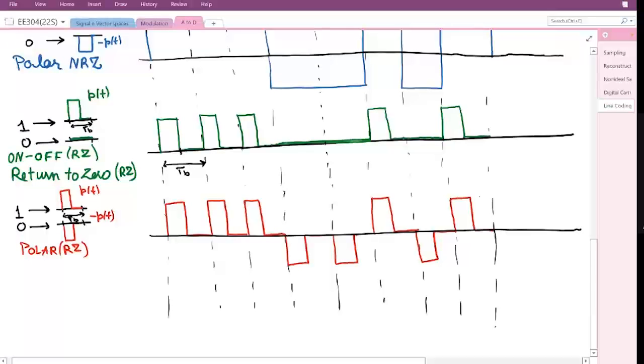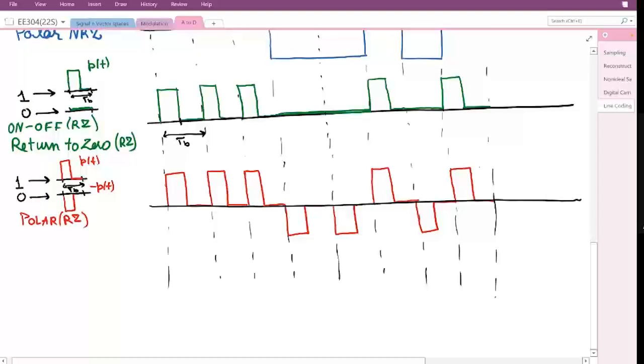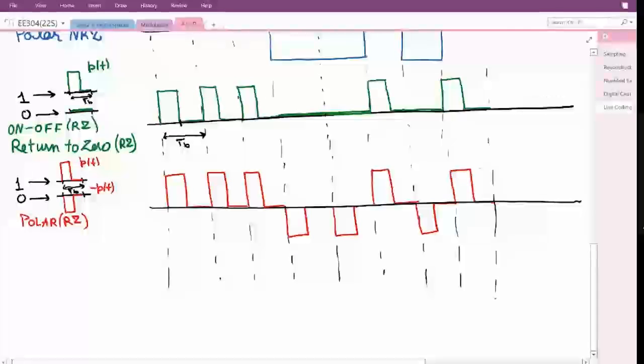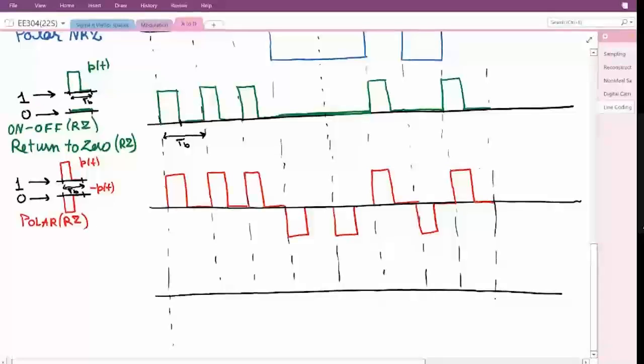By the word bipolar RZ, what do we mean? In the bipolar RZ, even in this case, if there is a long string of ones, even then this could be a problem. Again, this problem could be because of a very long string of ones. But even then, we can eliminate this as well by having another scheme which is called bipolar RZ.